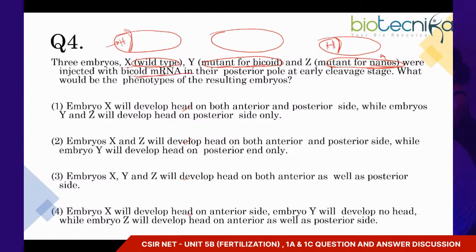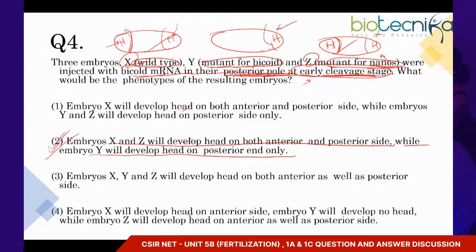Now you are injecting bicoid mRNA in the posterior pole, at early cleavage stage. So when you introduce bicoid mRNA in the posterior, wherever you introduce bicoid, whether nanos is there or not, it will develop a head. So here also it will develop a head, here also, here also. Because in all of them you're introducing it at the posterior pole at early cleavage stage, where nanos has not yet been able to specify the nucleus present over here. So if you put bicoid at that time, it will overrule nanos and make a head in its position. That's why you can see embryo X and embryo Z have formed two heads, on both anterior and posterior, but embryo Y will develop a head only on the posterior.